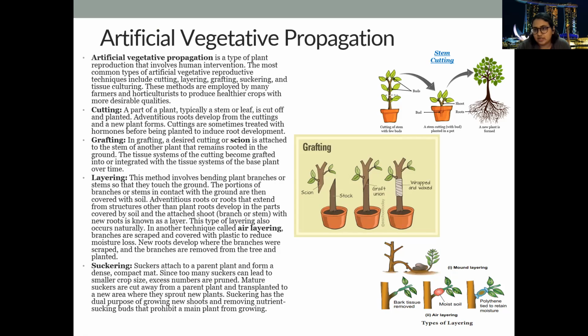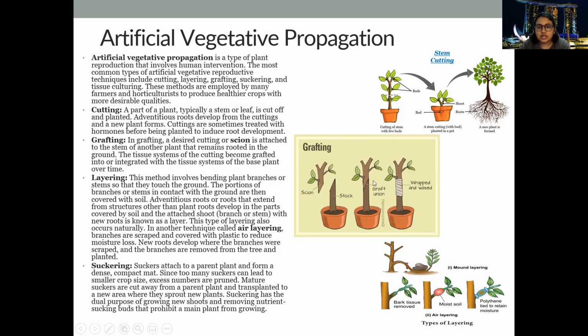That is very easy. We all do it. Suppose you take a mango branch and just put it into the soil, right? So it is a part of a plant, typically a stem or leaf, that is cut off and planted. Advantageous roots develop from the cuttings, and a new plant is formed. Cuttings are sometimes treated with hormones before being planted to induce root development quickly. What hormone is used? That is the auxin hormone.